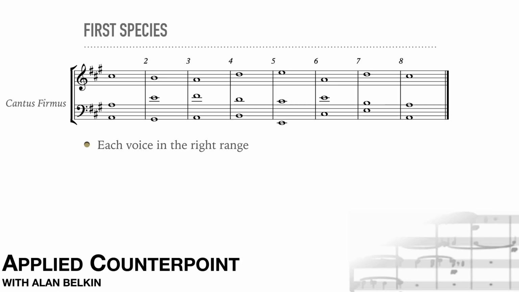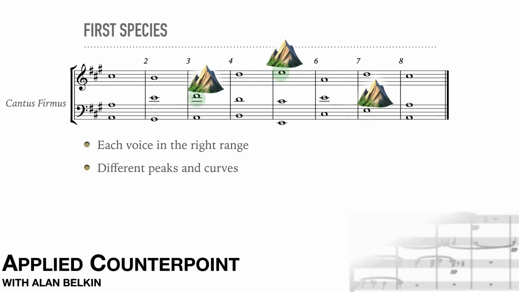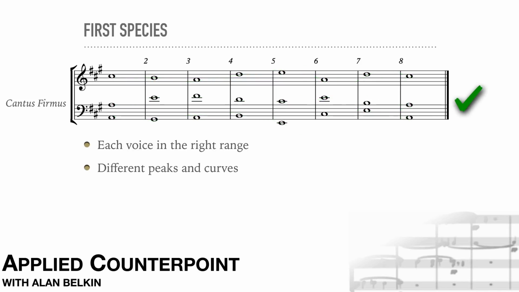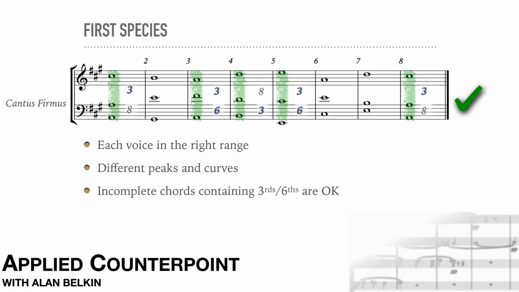Notice that all 3 lines are well placed in their respective vocal ranges, and they all have different peaks and curves. The dominant 7th in measure 7 is correctly resolved in measure 8. Notice also that just because there are 3 parts does not mean that all the chords must be complete. In fact, measures 1, 3, 4, 5, 7, and 8 have incomplete chords. As long as there is a 3rd or a 6th present, the sound remains rich.